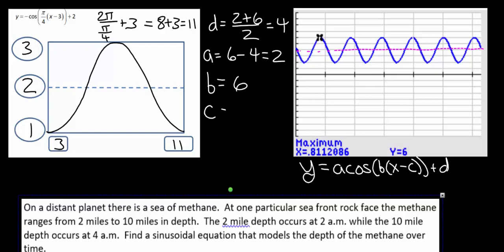The only thing left is to figure out what C is. Well, C is going to be pretty easy because since we're using cosine, normally cosine has a max at 0, but this one has a max at 0.811, so that must have been the shift. That must be the horizontal shift. So we've got A is 2 cosine, B is 6, x minus 0.811, plus 4. Yeah, there we go, plus 4.